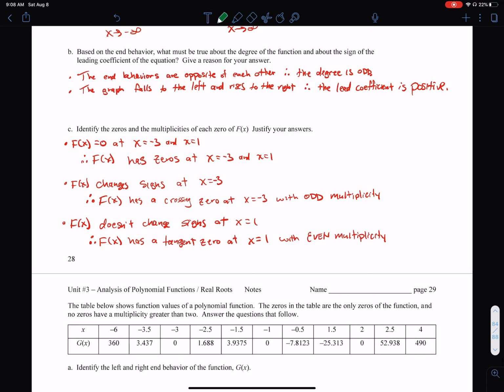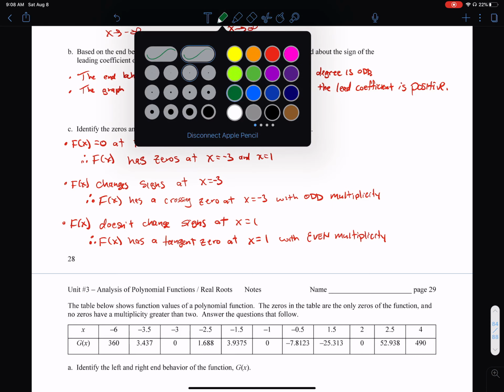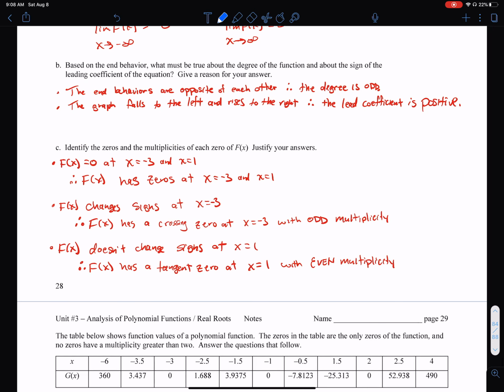I want to go back and point something out on this previous one. Emphasize something. When we get to this statement here and say f of x has a crossing 0 at x equals -3 with odd multiplicity, there are two things that we are stating here. We're saying that it's a crossing 0 and has an odd multiplicity. This next one, we are saying it's a tangent 0 with even multiplicity.